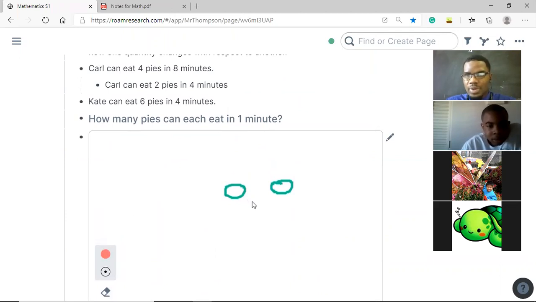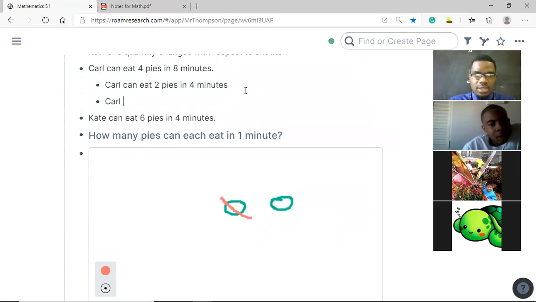Look at this from here. If I take away half of those pies, so I only have 1 pie left, shouldn't it take me half the time to eat 1 pie? So now if I say Carl can eat 1 pie in how many minutes? 2 minutes.